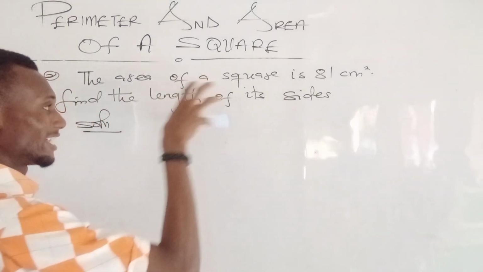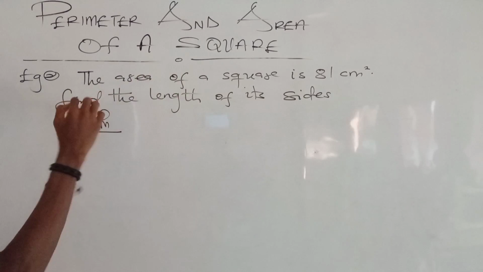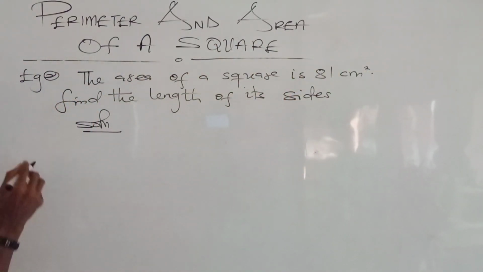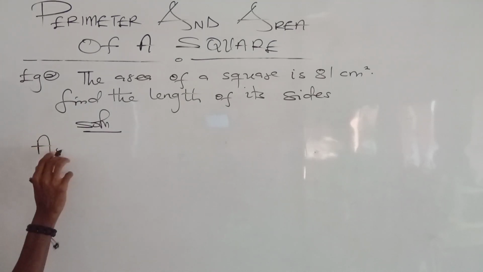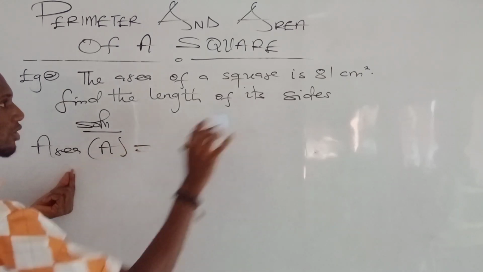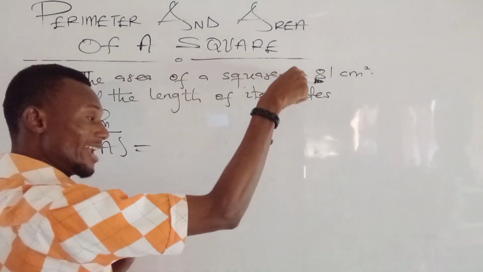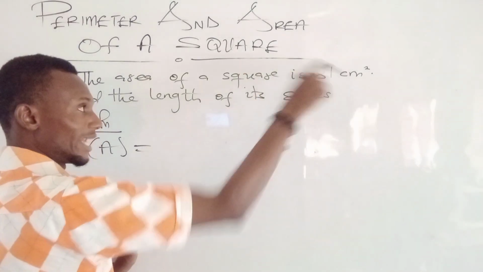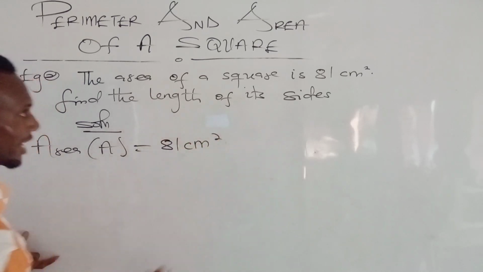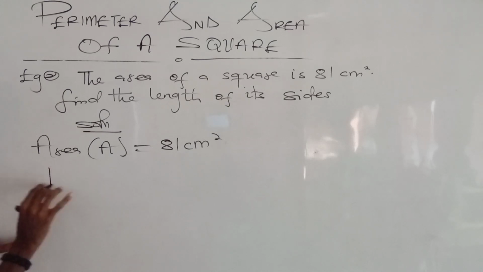So now let's just write down the information given in the question. Let me read again. It says the area of a square is 81 centimeters squared. So let's write down the area. Write your area in full, then in brackets A, equals, because "is" means equal to. So the area of a square is equal to 81 centimeters squared. Now it says we should find the length of its side, so we have to find the length.